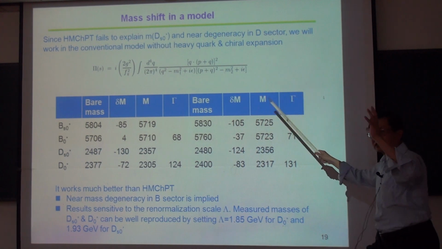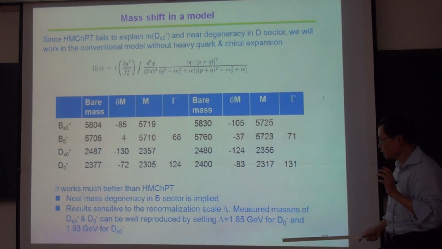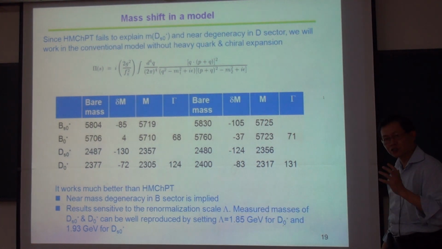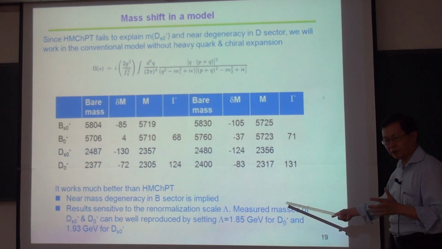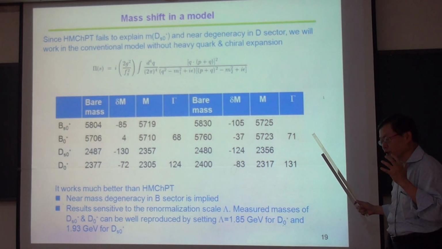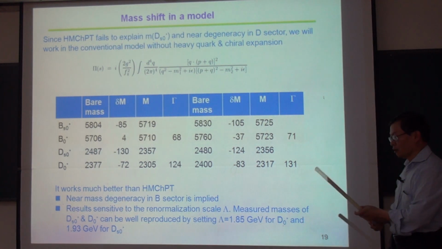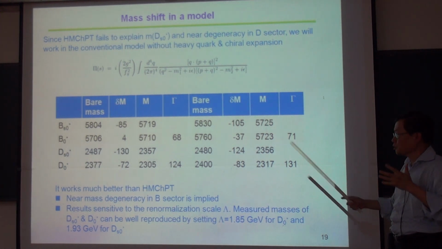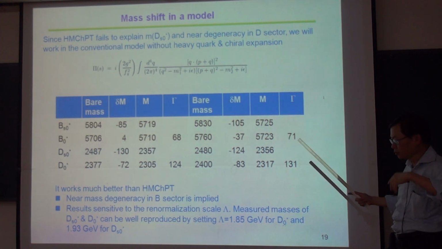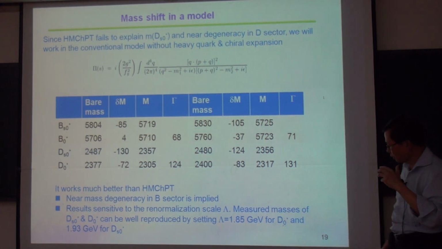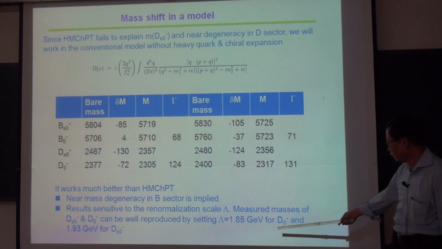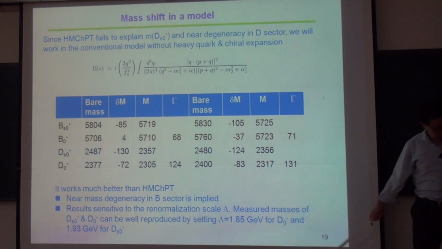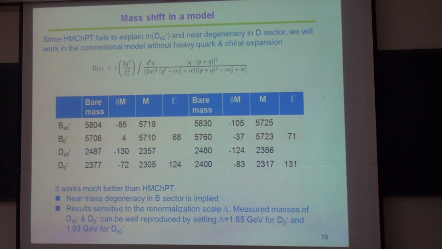But there are a lot of problems with this approach. One is that the result is sensitive to the renormalization scale lambda. But I just mentioned before, physics should be independent of the choice of the lambda. And we don't know how to avoid this problem, because it's not a full theory. This is just a model, so we don't know how to take care of the renormalization scale dependence. For example, we use like 1.85 GeV for the D0 and 1.93 for the DS. Then we can reproduce the experimental measurement.